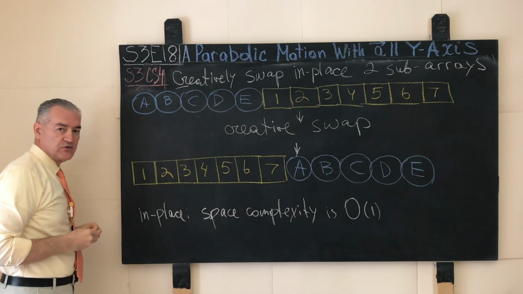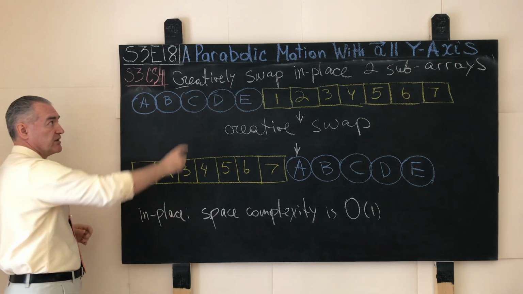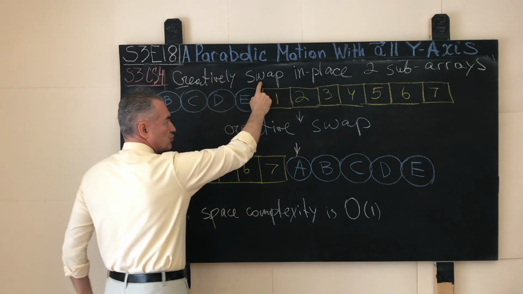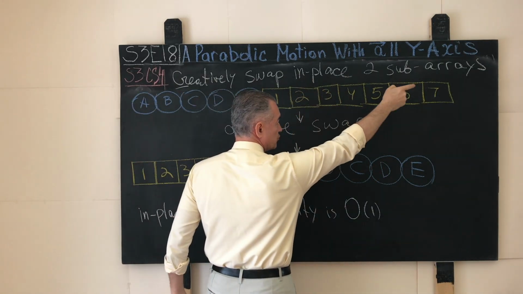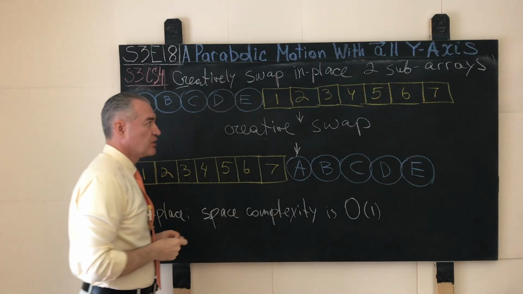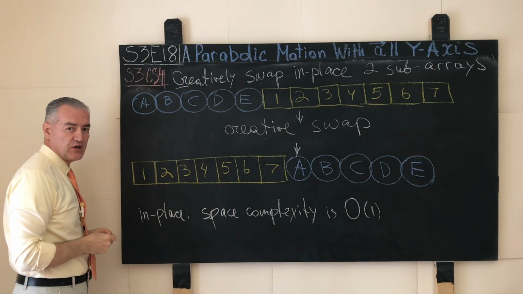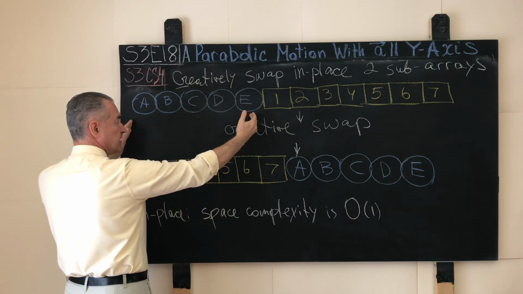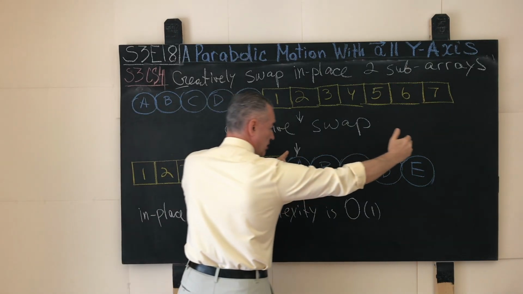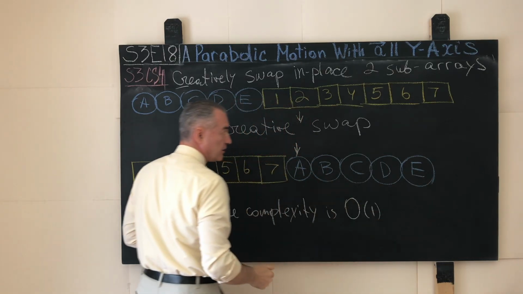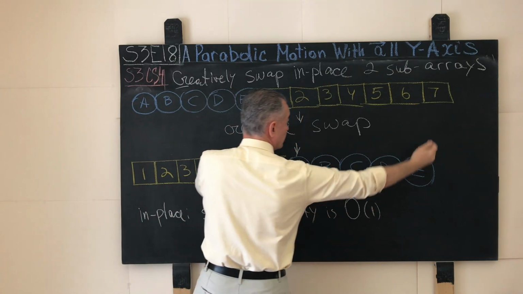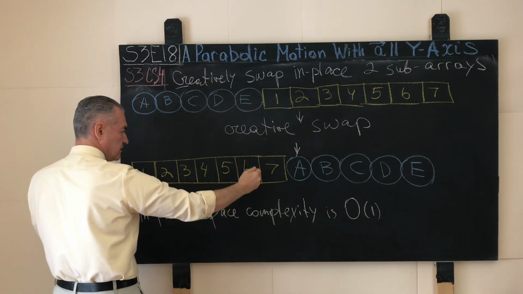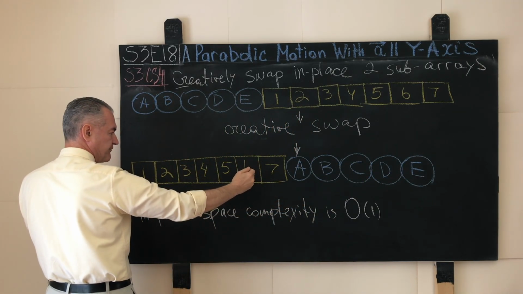And the objective of this computer science problem is the following: creatively, with the emphasis on the word creatively, swap in place these two sub-arrays in such a way that the sub-array that was on the left side of the input is taken in order into the right side of the output array, and the right sub-array on the input is taken into the left sub-array on the output.